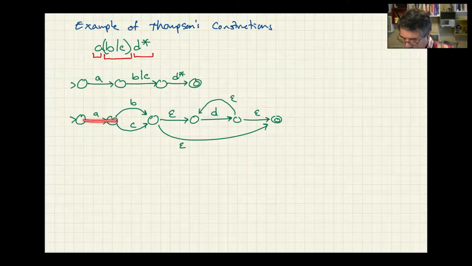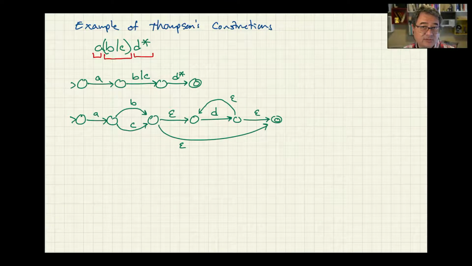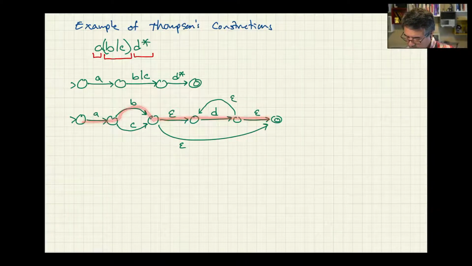So we could do A, B, and then any number of D's. We can do A, C, and then skip the D's because one option is that we don't do any. We can do A, B, and just one D. We can do A, C, and one D. We can do A, C, and any number of D's.